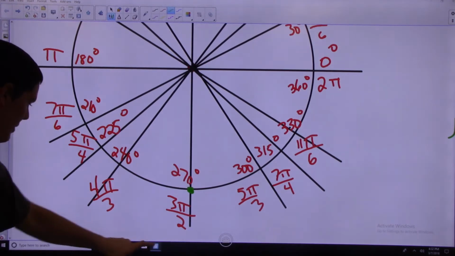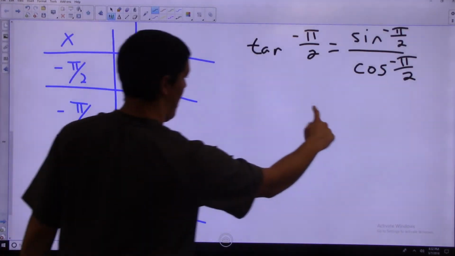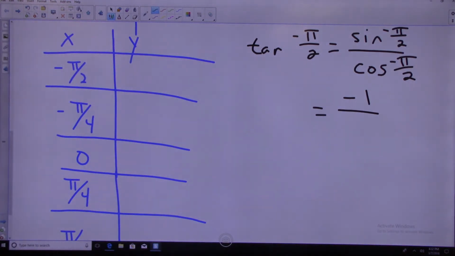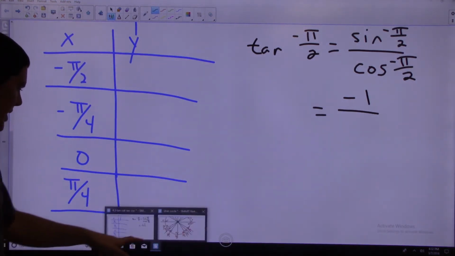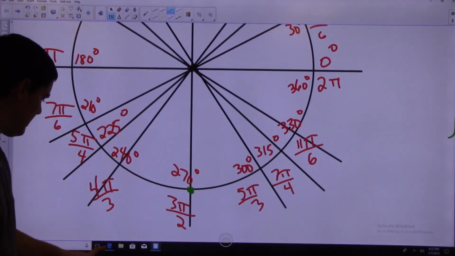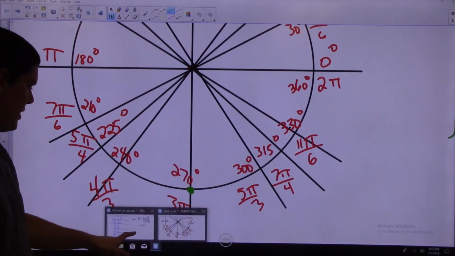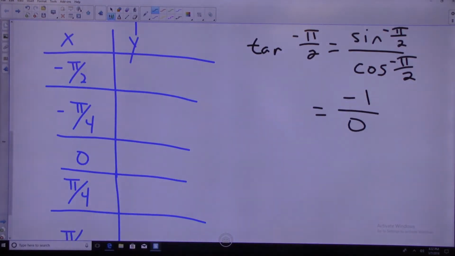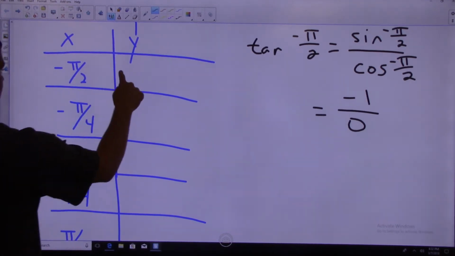So let me go ahead and flip back to this. So the top is going to be negative 1. The bottom, well, the cosine of pi over 2, let's go back to that. What is the x value of that point? Hopefully you guys see the x value is, that's right, 0. So guys, we got negative 1 divided by 0. Is that possible? Are we allowed to divide by 0? The answer is no. So this answer is undefined.